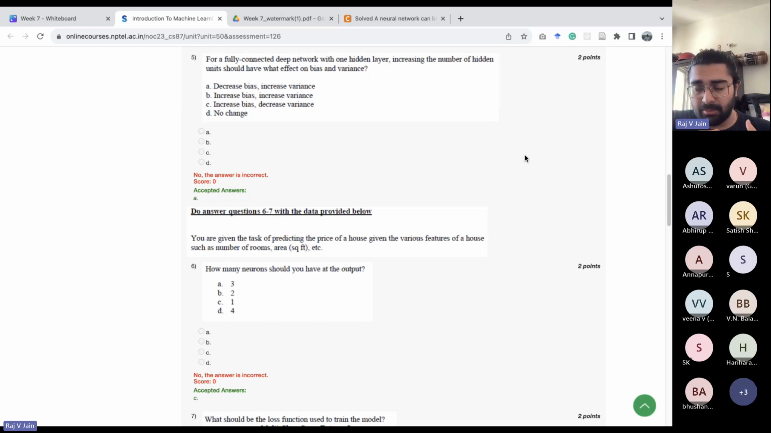So increasing the number of units in the hidden layers generally will decrease your bias but increase your variance. Is that clear? I think the question should add one more clause, given the data being constant for a given data. Because if I increase the amount of data, obviously this answer will not be correct. Right.